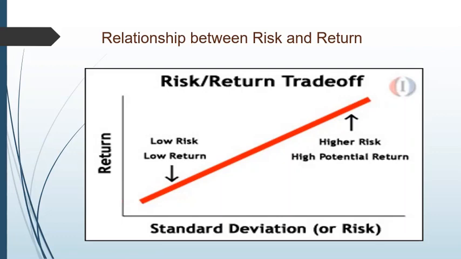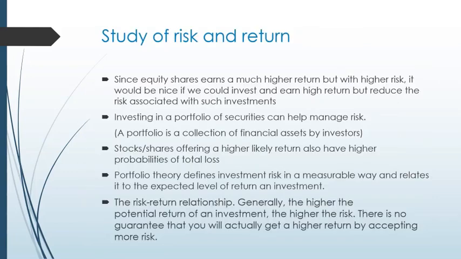And inside the graph we can see the red line, and the line shows that low risk is indicating low return, and also high risk is providing high potential return or high standard deviation. And this is the summary result which is based on the study of risk and return.